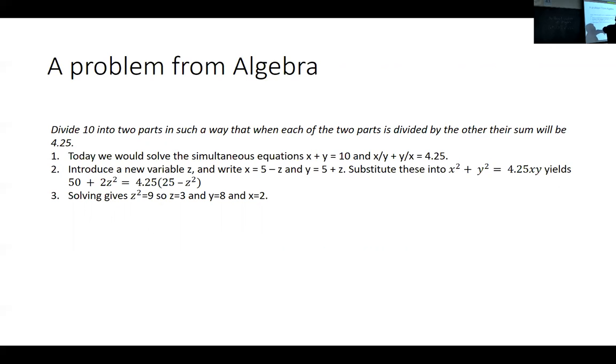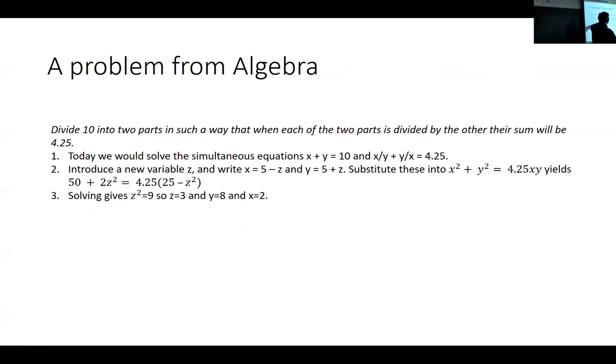And so the point is that with this equation here, you multiply both sides by x times y. So you get x squared plus y squared equals 4.25 times xy. So you substitute that into there, and you get 50 plus 2z squared equals that. And actually, this is not using the quadratic formula at all.